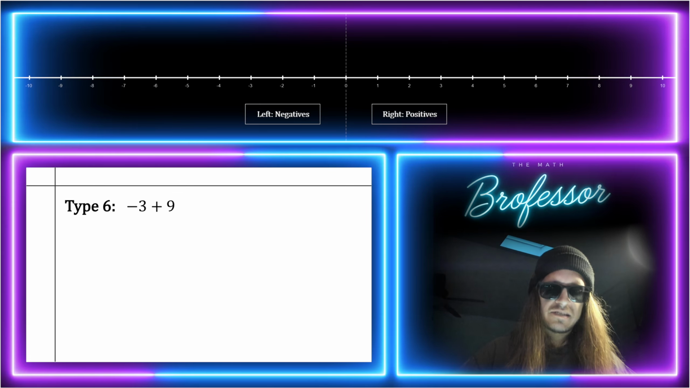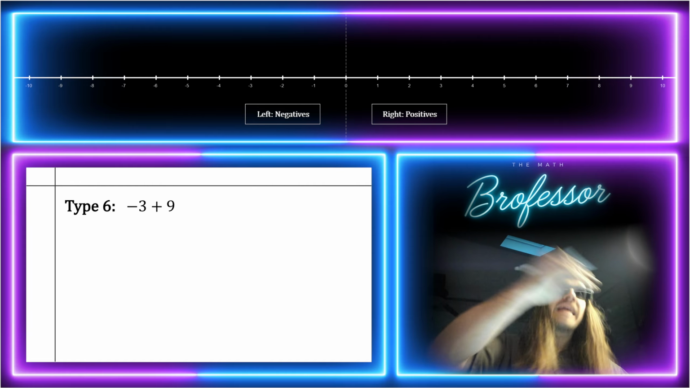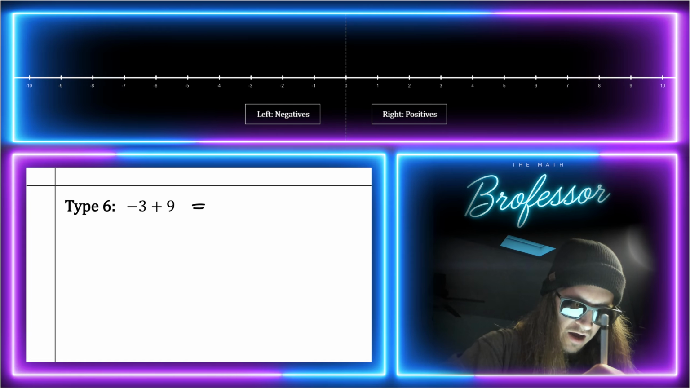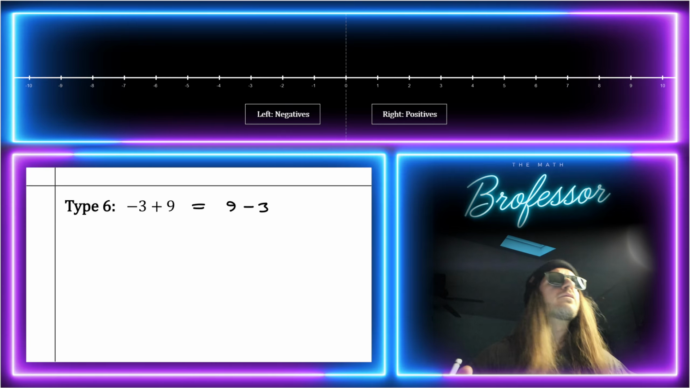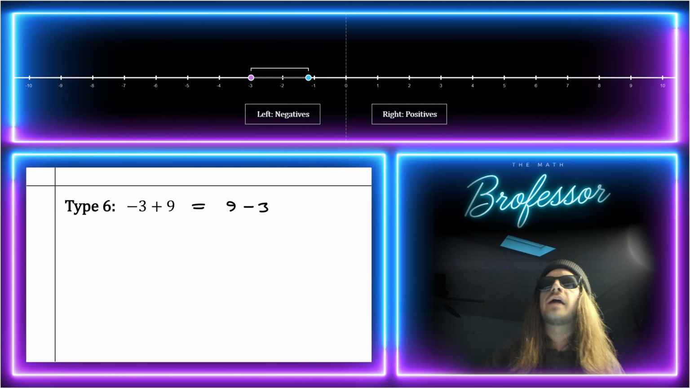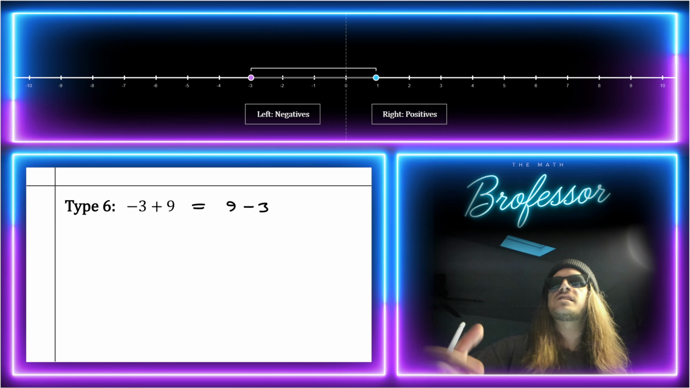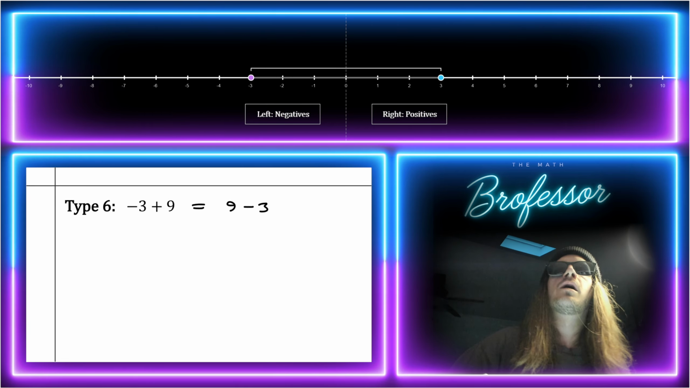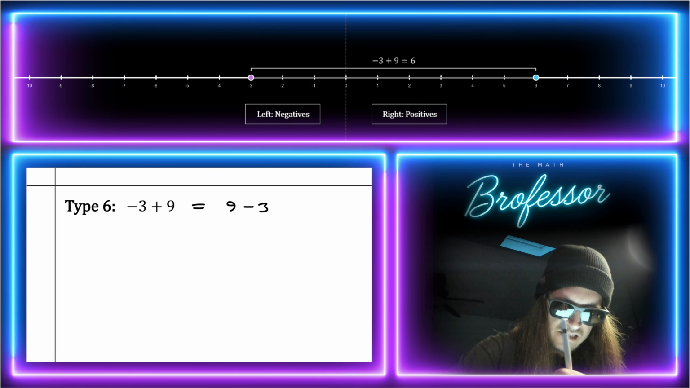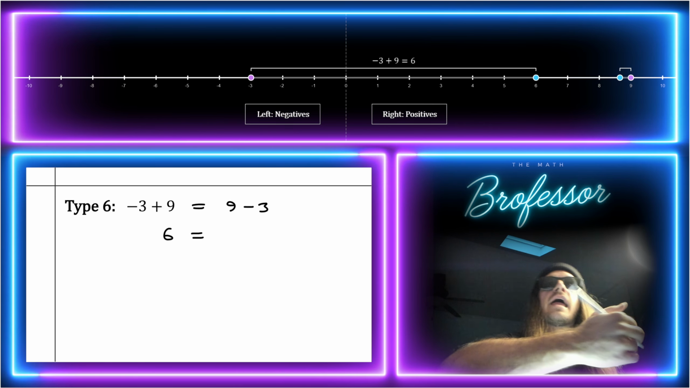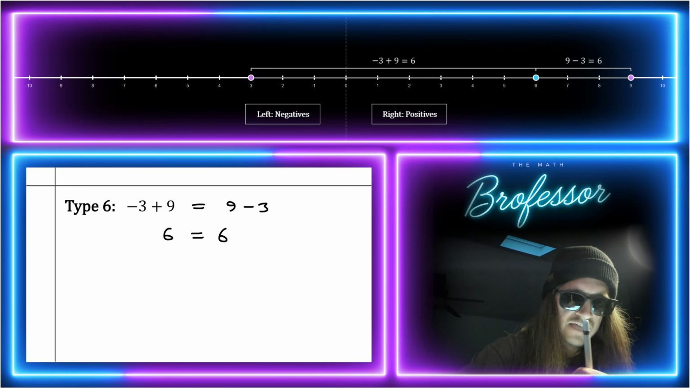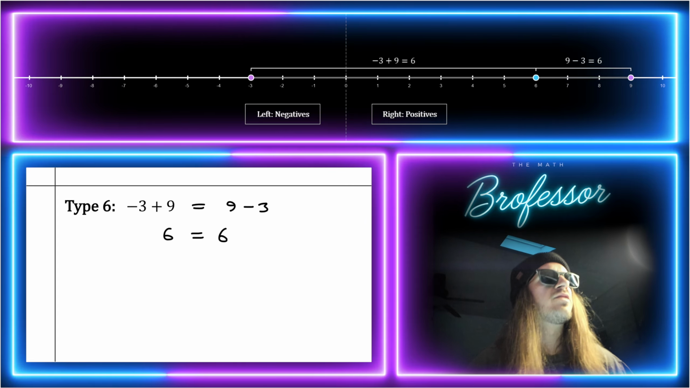And then type 6, starting negative, adding, and ending positive. This will be the same as 9 minus 3. And let's see both of those. Starting at negative 3, we're going to add 9. We'll move 9 units to the right. Here we are crossing into the positive numbers. And we end up at 6. Starting at 9 and moving 3 units to the left, 9 minus 3 will also end us at 6. Those are the same thing.